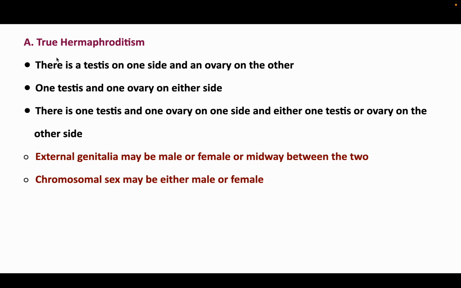Coming to the types, first is true hermaphroditism. So this is type A. There is a testis on one side and an ovary on the other side. One testis and one ovary on one side and either a testis or an ovary on the other side. So these are the variants of true hermaphroditism. The external genitalia may be male or female or midway between the two. The chromosomal sex may be either male or female.